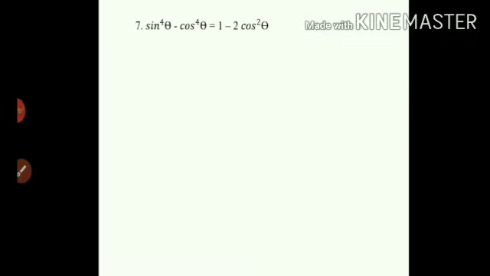Next sum, that is question number 7. sin⁴θ minus cos⁴θ is equal to 1 minus 2cos²θ. So I am writing first the LHS, that is sin⁴θ minus cos⁴θ. Now we have the index, the power of 4, so I will split it into 2. So we get sin²θ in bracket raised to 2, so 2 into 2 becomes 4, minus for cos⁴ also I am taking cos²θ, the whole bracket raised to 2.